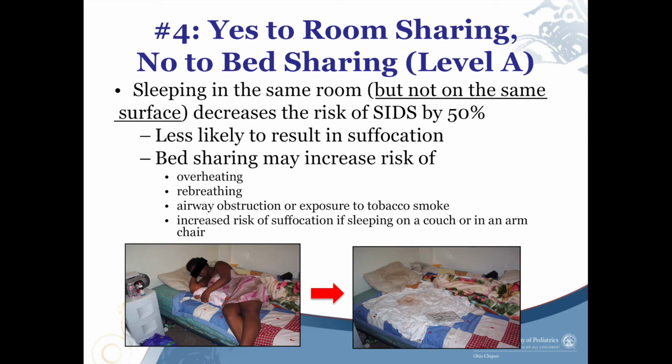Our next recommendation, number 4, yes to room sharing, no to bed sharing. And I know this is very controversial, and we'll be discussing a little bit more on this in a little bit. But sleeping in the same room, but not on the same surface, a different surface, will decrease the risk of SIDS and sleep-related deaths by 50%. So really a huge decrease because it's less likely to result in suffocation. Bed sharing may increase the risk on the other side of overheating, rebreathing exhaled gases, any kind of airway obstruction or exposure to tobacco smoke if whoever is in the bed with the baby has smoked. And then an increased risk of suffocation, especially if sleeping on a couch or in an armchair. So overall, not the most safe procedures, and you can see those pictures below.